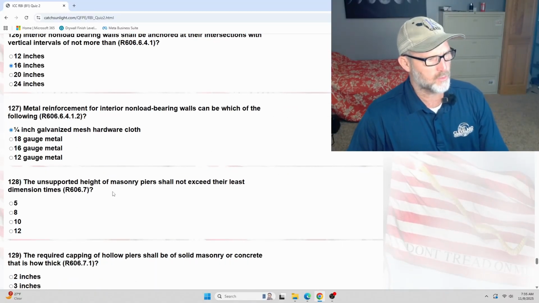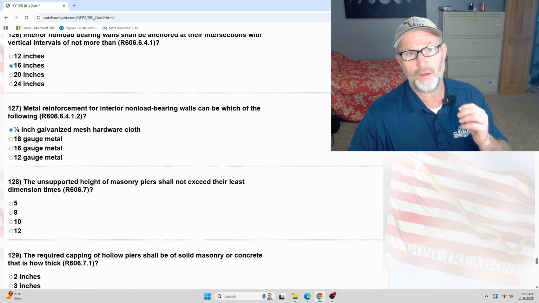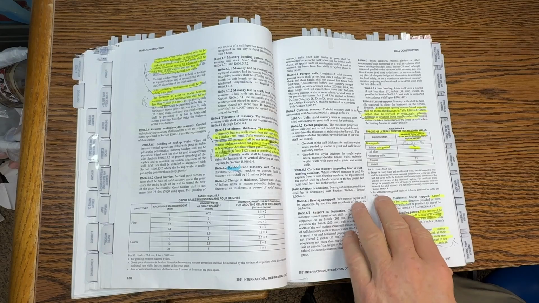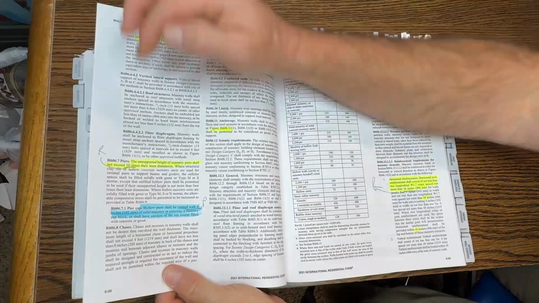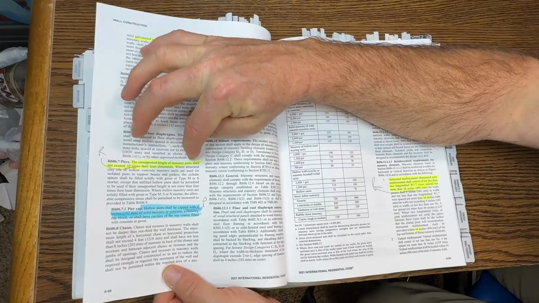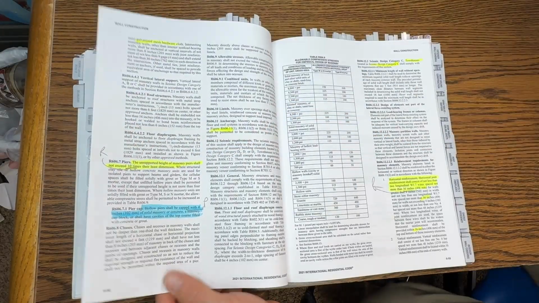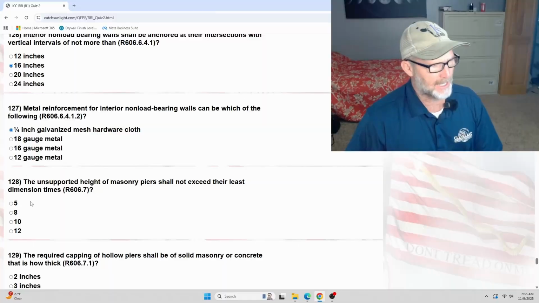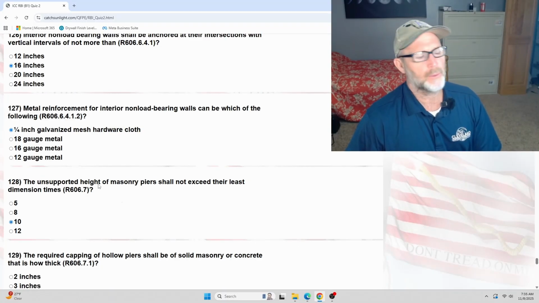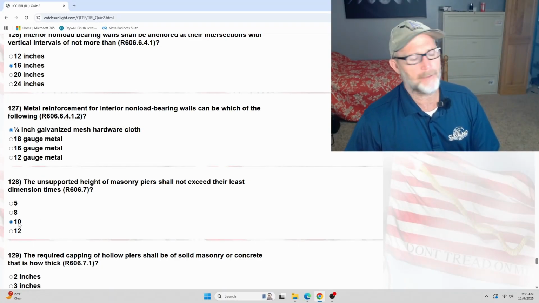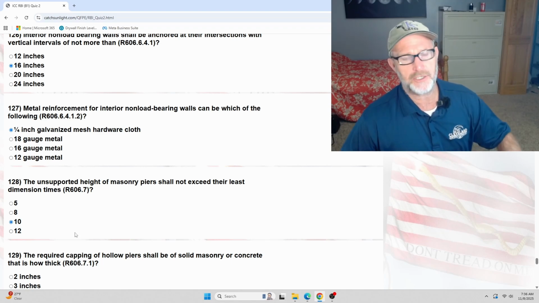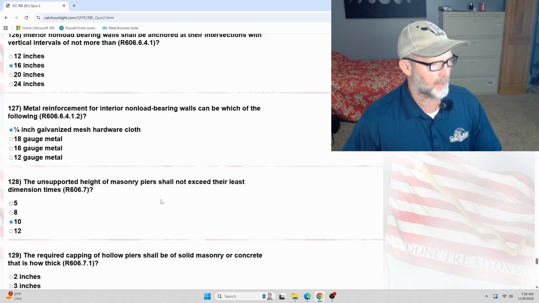Let's go to 128. The unsupported height of masonry piers shall not exceed their least dimension times what values? Let's go to 606.7. The unsupported height of masonry piers shall not exceed 10 times their least dimensions. So in the last section, when we were dealing with concrete, I mentioned this number 10. When you're confused or in doubt, select 10 when they're talking about a ratio for height. Usually, that's the one they're going to pick.